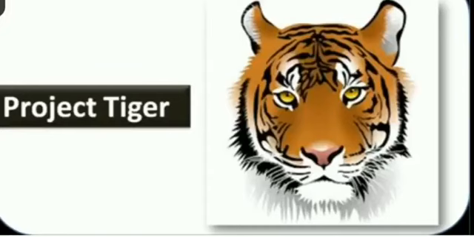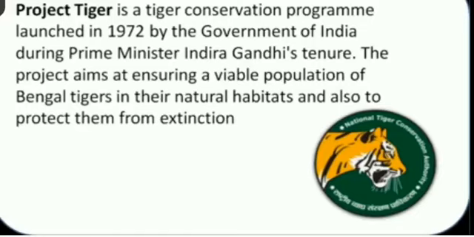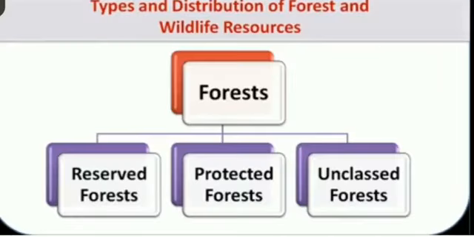There was another project that we call Project Tiger. It was launched in 1972 by the government during Prime Minister Indira Gandhi's tenure.